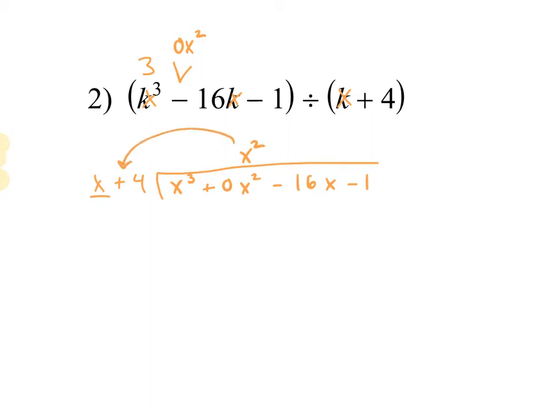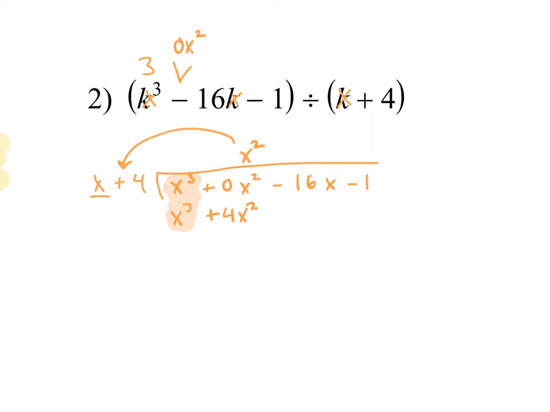So what's x squared times x? X cubed. We're always going to get the same thing here. So if you get something different, you know you picked the wrong number. So you're always going to get the same thing because those are always going to cancel. And then what's x squared times 4? 4x squared.